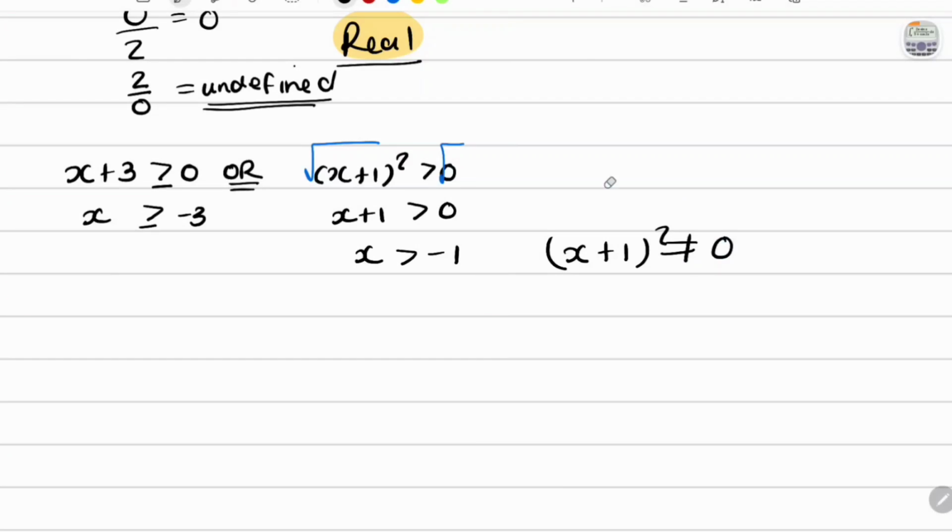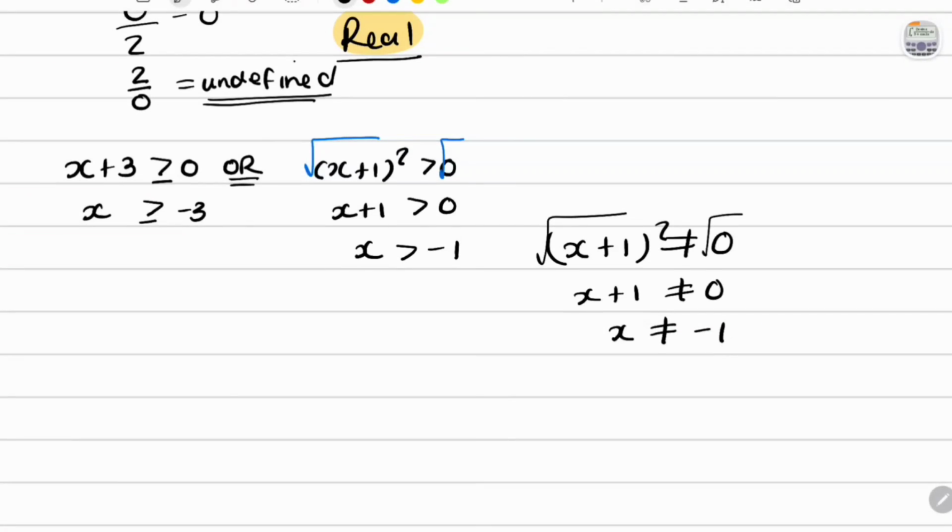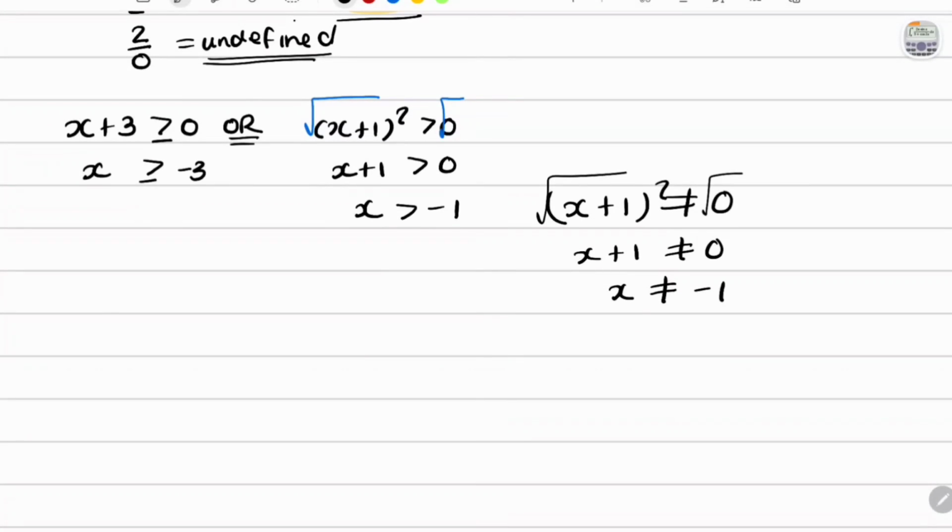Okay, so this is what we have. We can also work on a restriction just in case any of these include the restriction. So here, if we're saying that (x plus 1) all squared must not be equal to 0, then you can just square root both sides in this equation. And so x plus 1 must not be equal to 0, meaning x must not be equal to specifically negative 1.